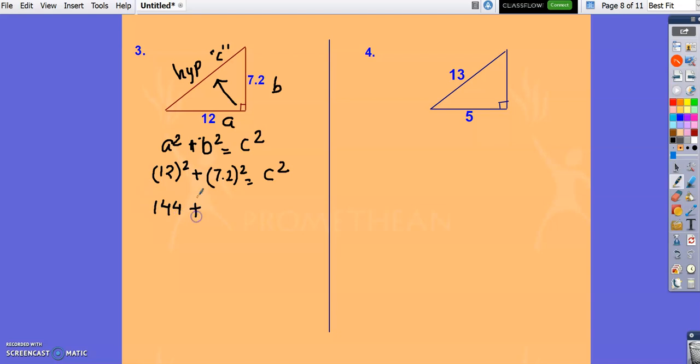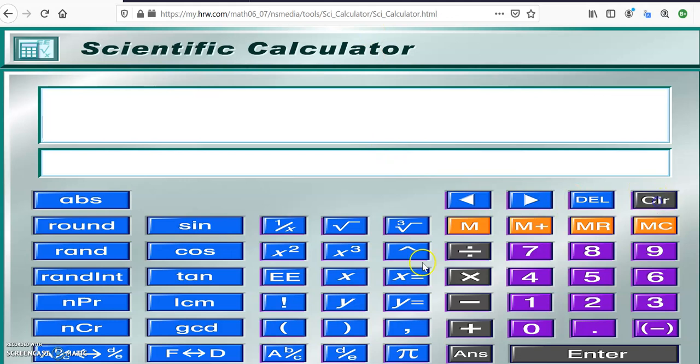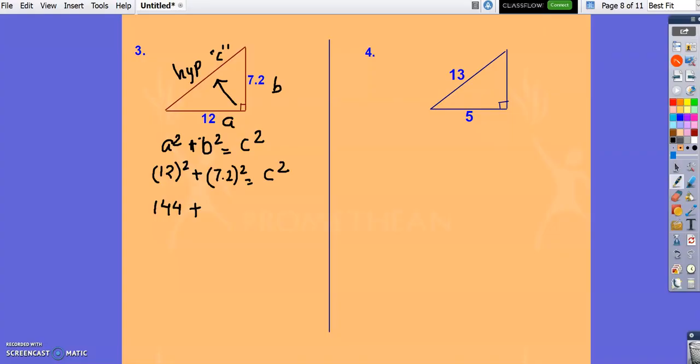So this is 144 plus 7.2 square. Let's hit the clear button, and it says 7.2, parentheses, and I need to put a square over here. I got my answer 51.84. So this is my 51.84 equal to c square. And after this I will add these two numbers over here. So it will be 0.84, this will be 5, this will be 9, and this will be 1, equal to c square.